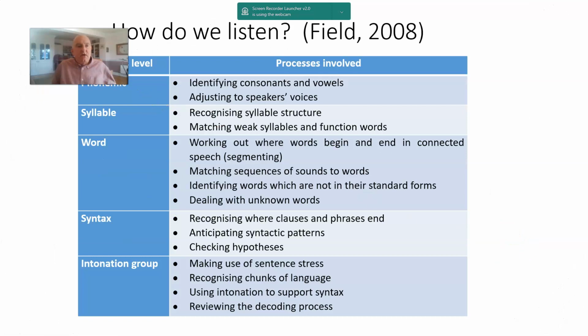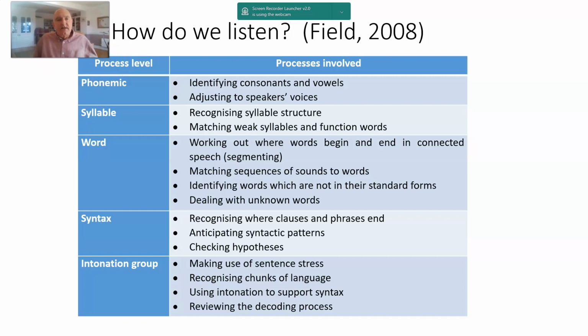And here's a reminder of the John Field model of process listening, where on the left here we've got the different micro skills: phonemic, syllable, word, syntax, intonation, group level. And the point I was trying to get across in the first two presentations was that if we can design activities that focus on each of these micro skills, perhaps we can build up the process of listening and produce more confident listeners. So I'm not going to go through that one again. I assume that you might have seen that already.